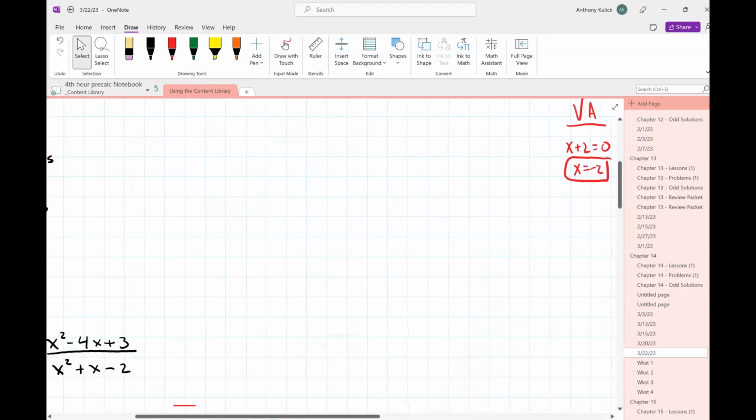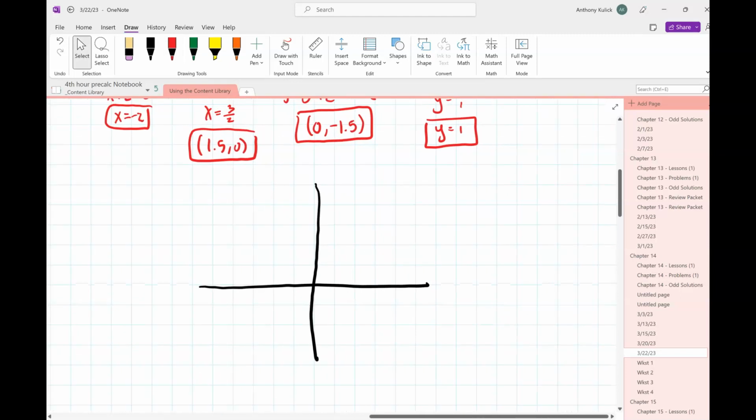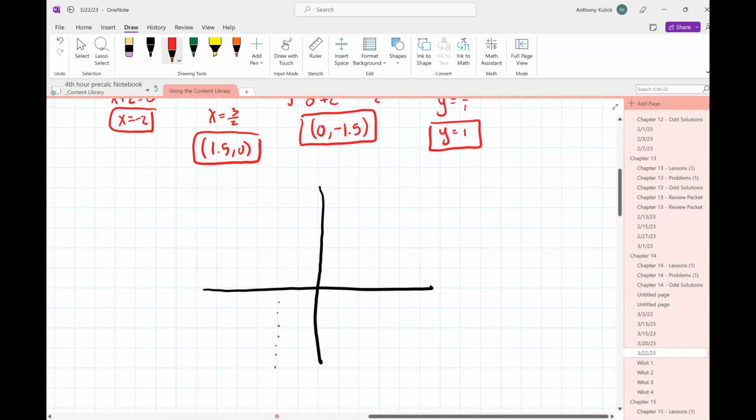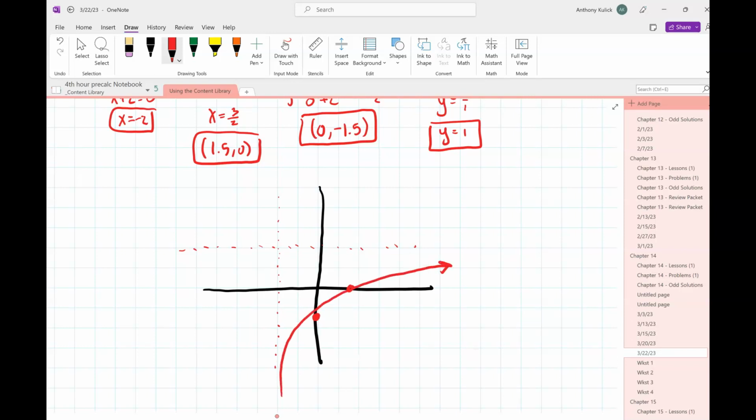Got my vertical asymptote here at -2. My horizontal asymptote at +2. I have -1.5 as my y-intercept and +1.5 for my x-intercept. So from there I can tell pretty easily that to connect those 2 points and follow the asymptotes, that part of the graph looks like that.